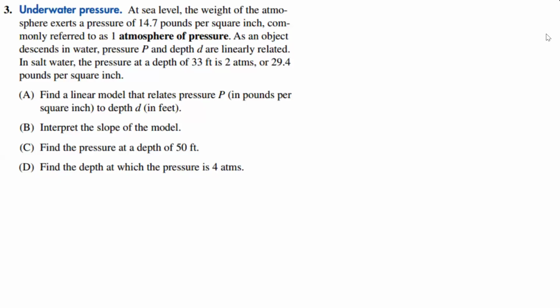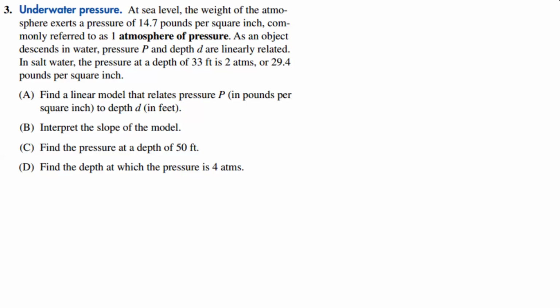All right, so here we are at sea level. The weight of the atmosphere exerts a pressure of 14.7 pounds per square inch, commonly referred to as one atmosphere of pressure. Now, as an object descends in water, pressure P and depth D are linearly related. In salt water, the pressure at a depth of 33 feet is 2 atmospheres or 29.4 pounds per square inch.